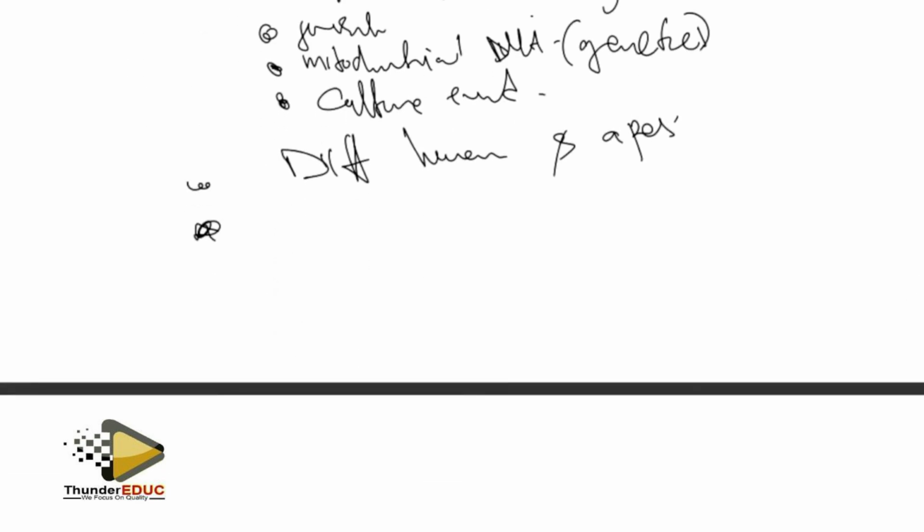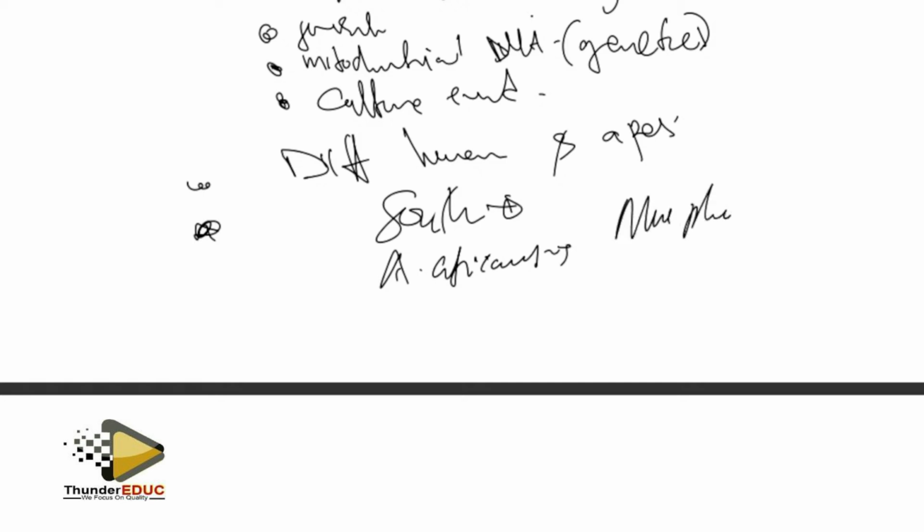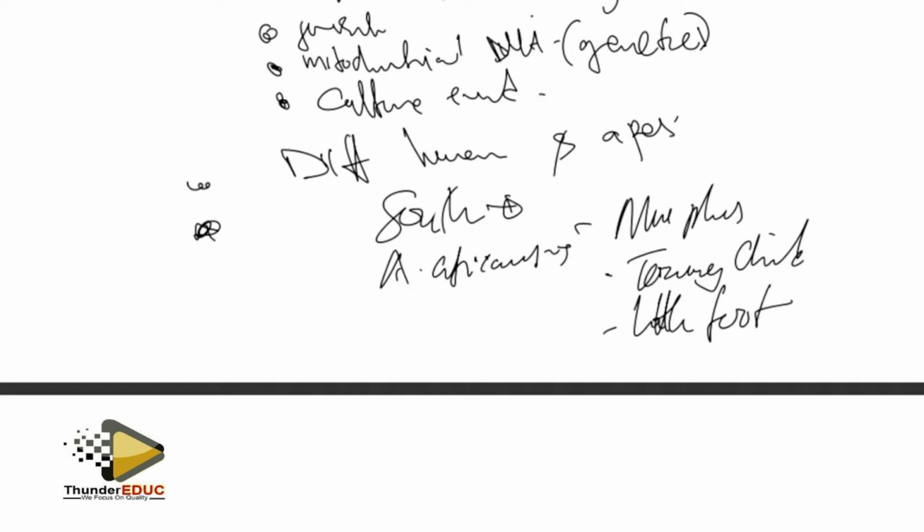So, you need to know, don't go to the paper without knowing 3 species discovered in South Africa. At least 3. Don't go without knowing the 3 species which belong to Australopithecus africanus. Please don't. Which is Mrs. Ples, Taung Child, and then Little Foot. These are the 3 Australopithecus africanus discovered in Africa.